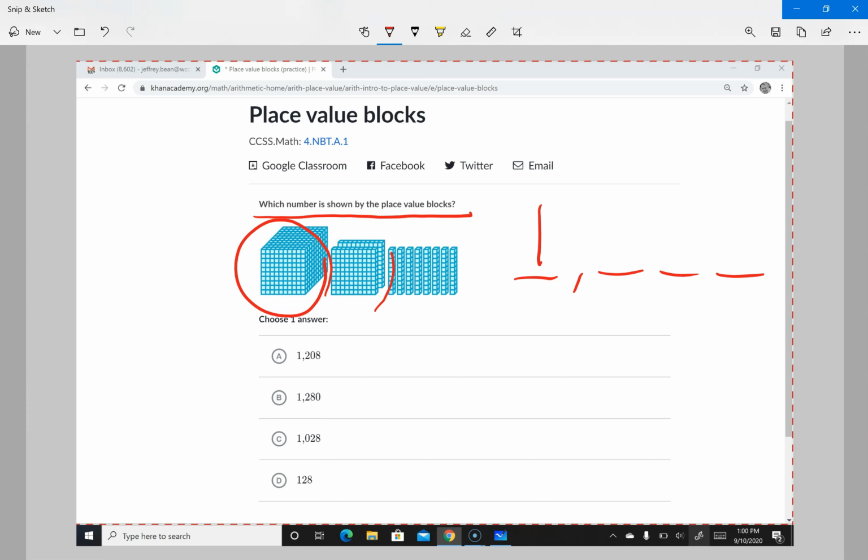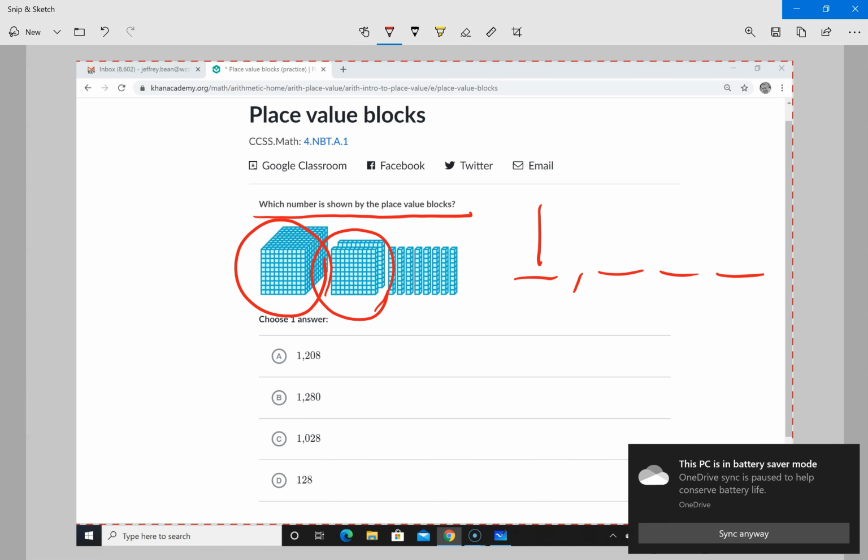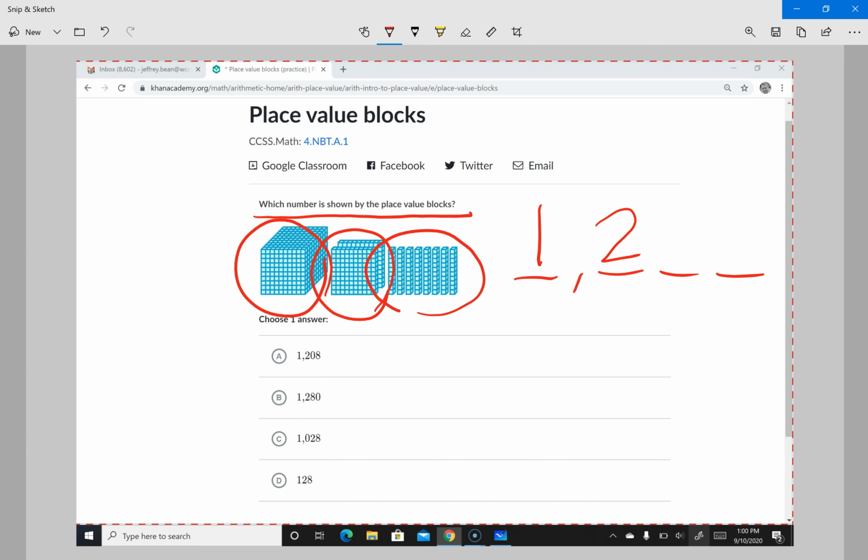This represents 100, and there are 2 of them, so I'll put that in the hundreds place. There are 2 hundreds. And then this represents 10, and there are 1, 2, 3, 4, 5, 6, 7, 8 of them. So the 8 goes in the tens place. And then finally, there are no ones in this number, so I'll put a 0 in the ones place. So my number is 1,280.